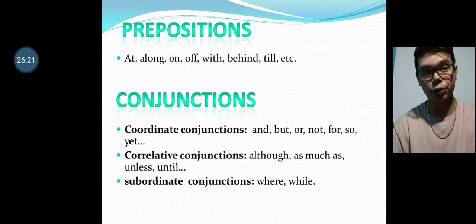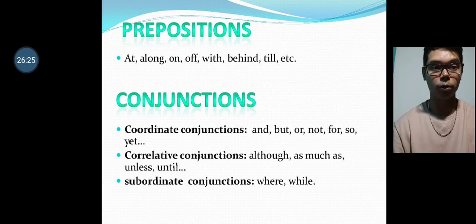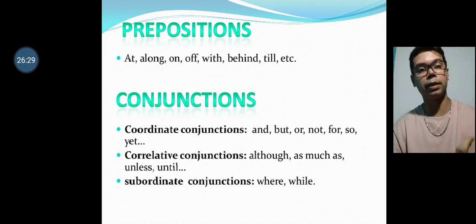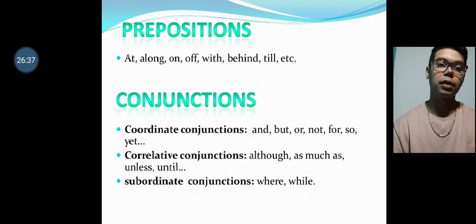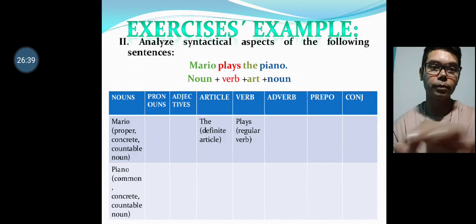And we have the conjunctions that are the coordinate conjunctions that are and, but, or, nor, so, for, yet, and the correlative conjunctions that are although, as much as, unless, or until. And we have the subordinate conjunctions that are where and while.